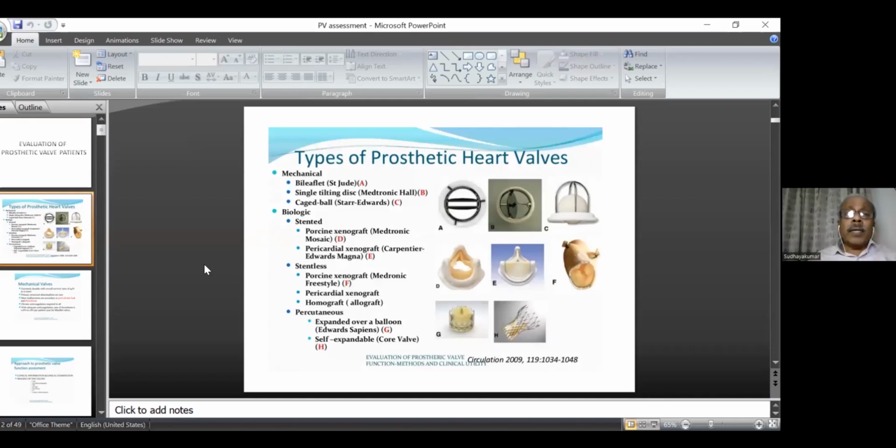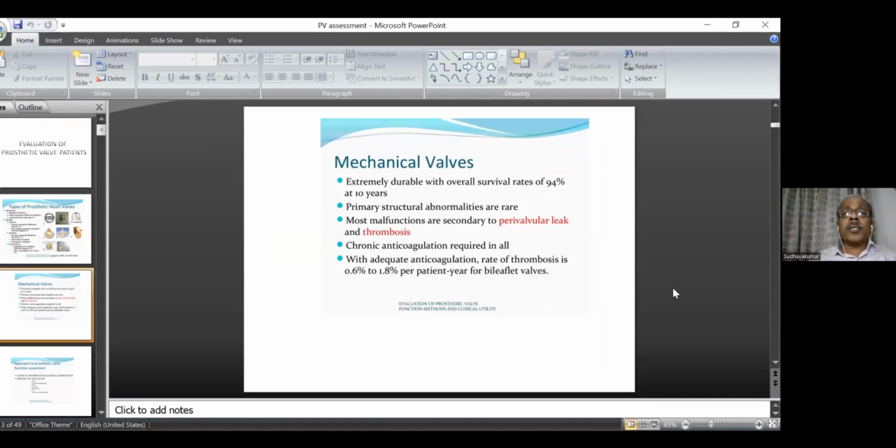There is mechanical and biologic. Biologic could be stented, stentless, and percutaneous. These are the mechanical ones. These are the biological, stented and non-stented ones. And you have so many names. This is the percutaneous, balloon-expanded and self-expanding. I think that doesn't require any discussion at postgraduate level.